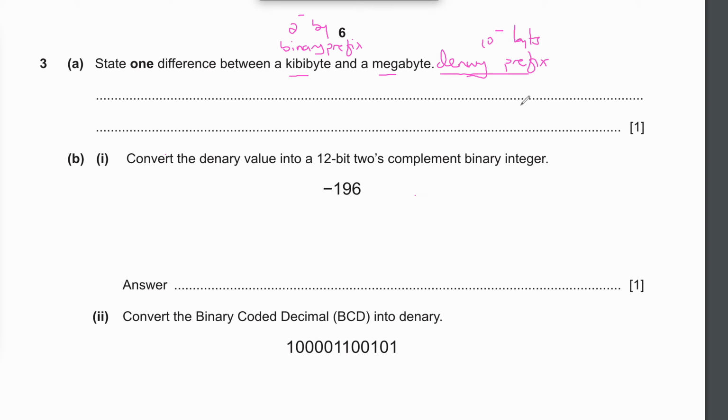And if you want, you can still mention that a megabyte is bigger than a kibibyte. That's also a valid difference. But my best response is to indicate the number of bytes that we need to form a kibibyte. A kibibyte needs 1024, or 2 to the power of 10 bytes. You see that?